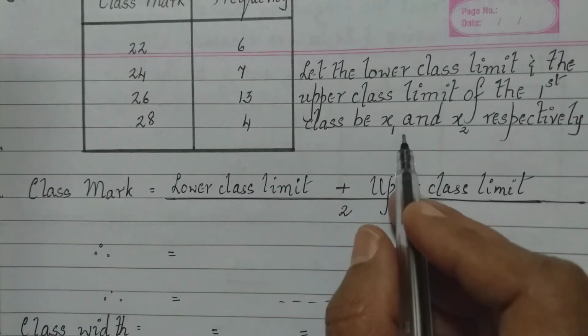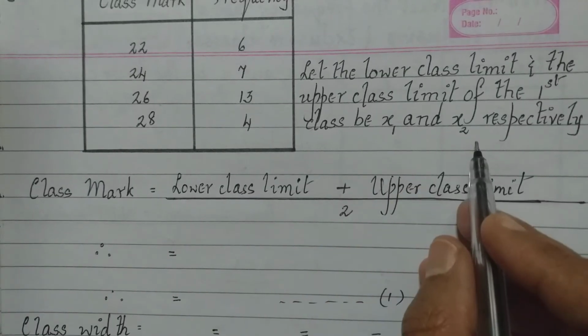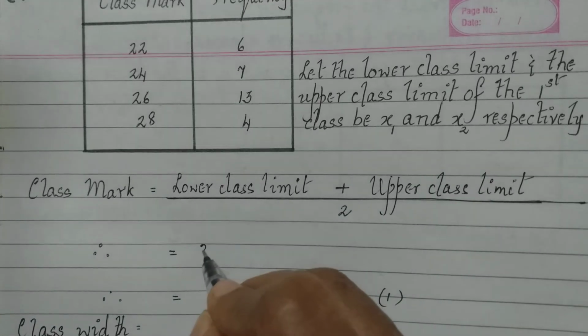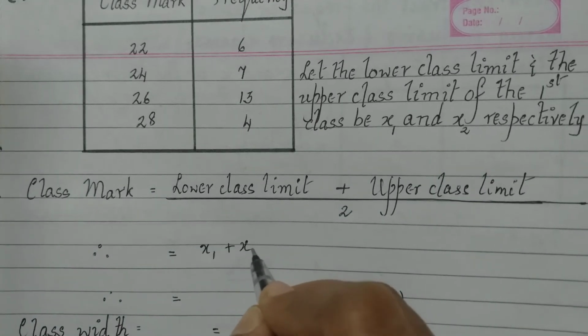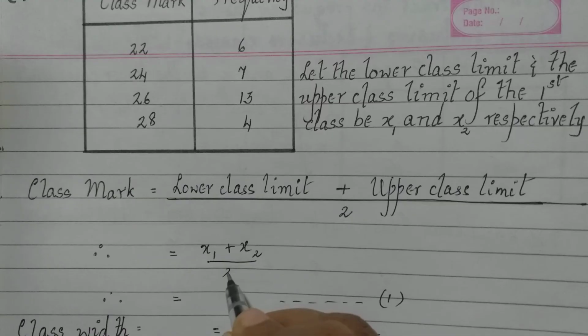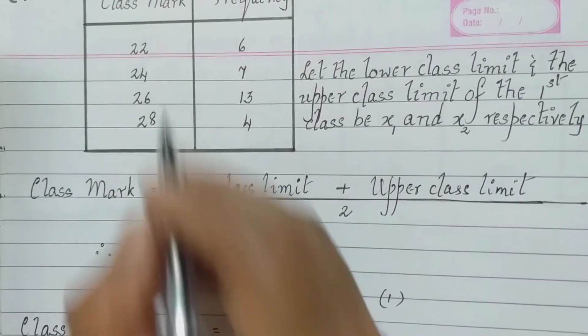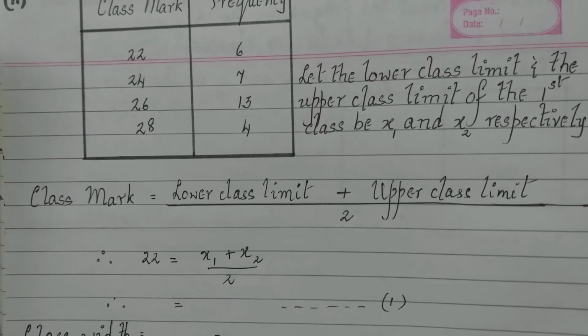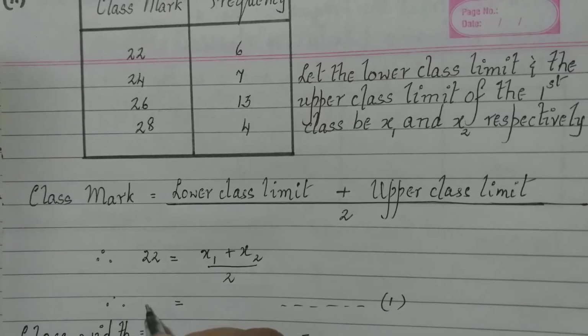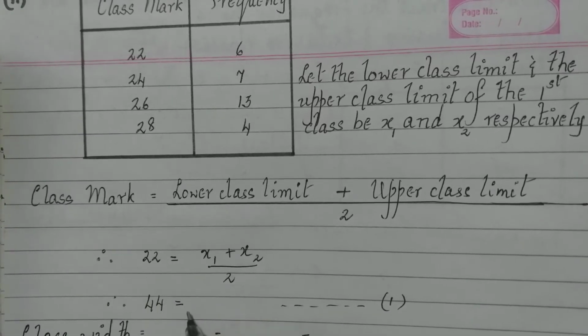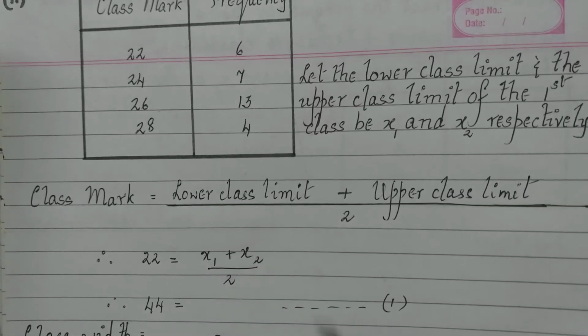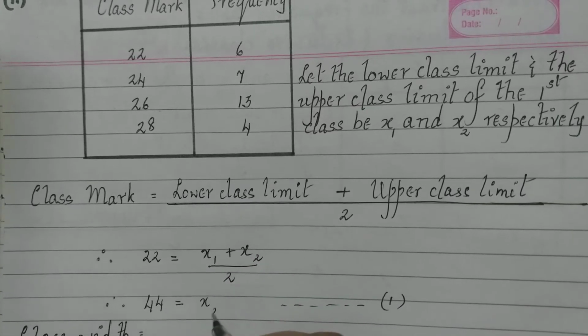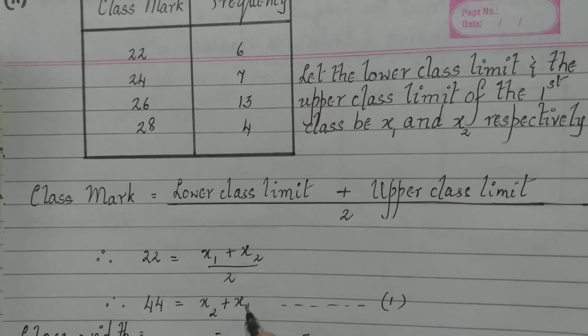Now with the lower class limit taken as x1 and upper class limit as x2, this is x1 plus x2 upon 2. But the first class mark is 22, so I write 22 here. So 22 into 2 is 44. So 44 is equal to, instead of writing x1 plus x2, I write x2 plus x1.